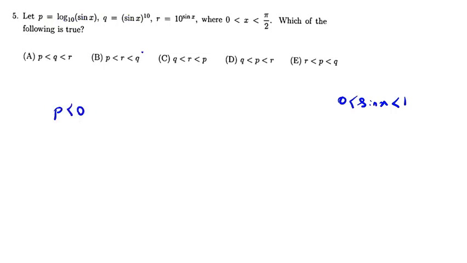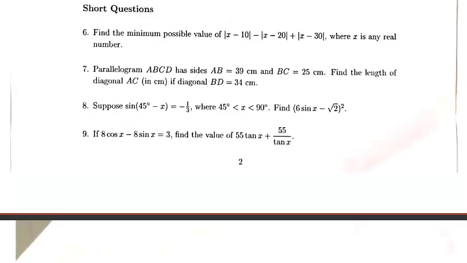Q is positive, but Q is less than 1, because a number between 0 and 1 raised to the power of 10 is less than 1. And R is 10 to the power of something greater than 0. 10 to the power of 0 is 1, and 10 to the power of something positive will be greater than 1. So R is greater than 1. So R is greater than Q, greater than P. So the answer is A.